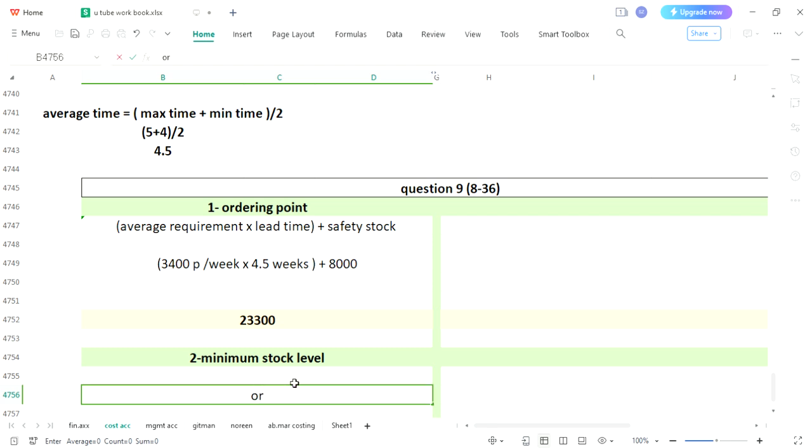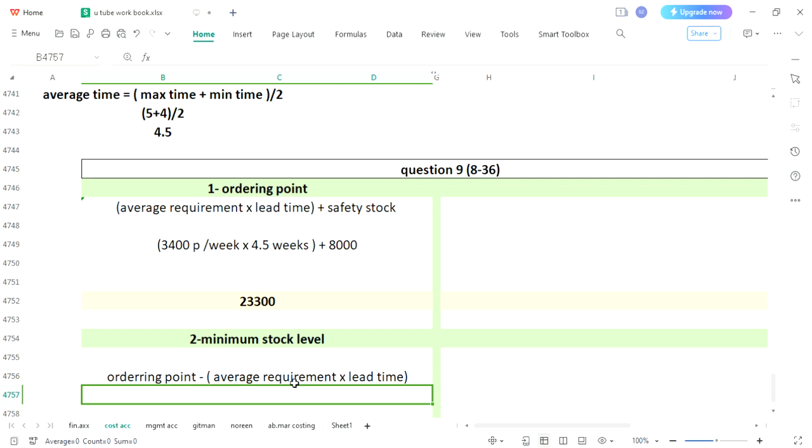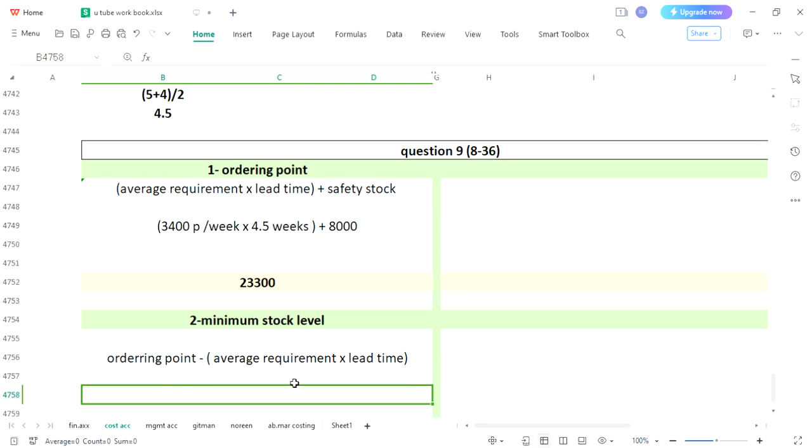We need to have the ordering point. Again, Excel had picked this formula: ordering point minus bracket start average requirement multiplied by lead time. We have done this formula so many times that Excel had auto-picked it. The ordering point we have already calculated. Right now we are calculating minimum stock. The ordering level was calculated as 23,300, and the same 23,300 would be put over here.